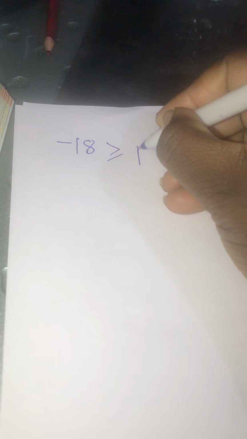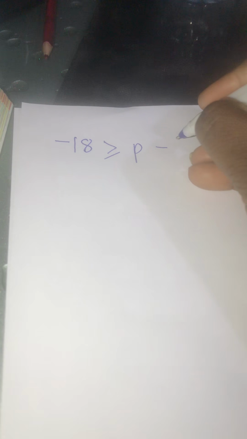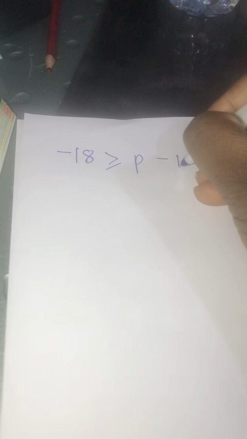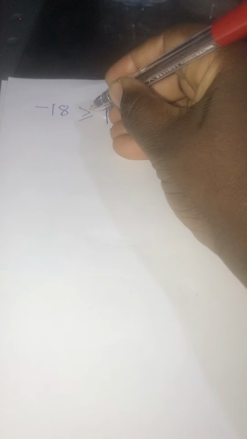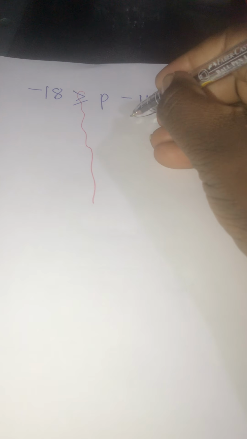All right. Negative 18 is less than or equal to P minus 11. Let's do that. So, how do I solve this? I draw my bridge. I add 11 on both sides. This becomes 0 because of additive inverse. This is P, and this will be negative 7. Okay?